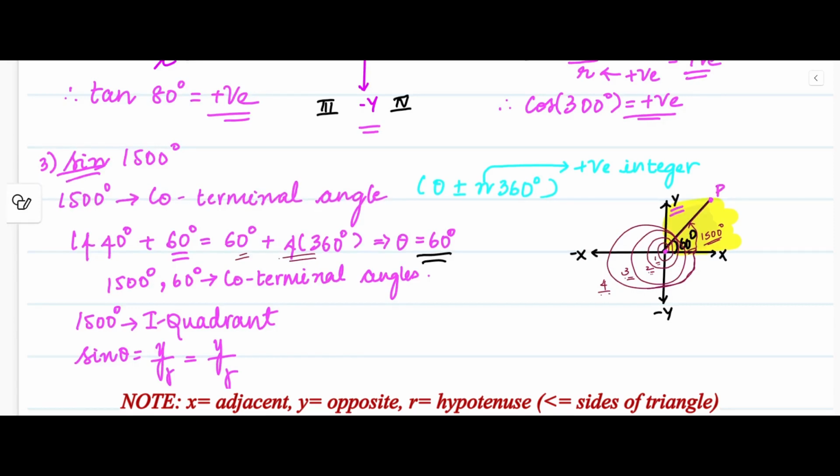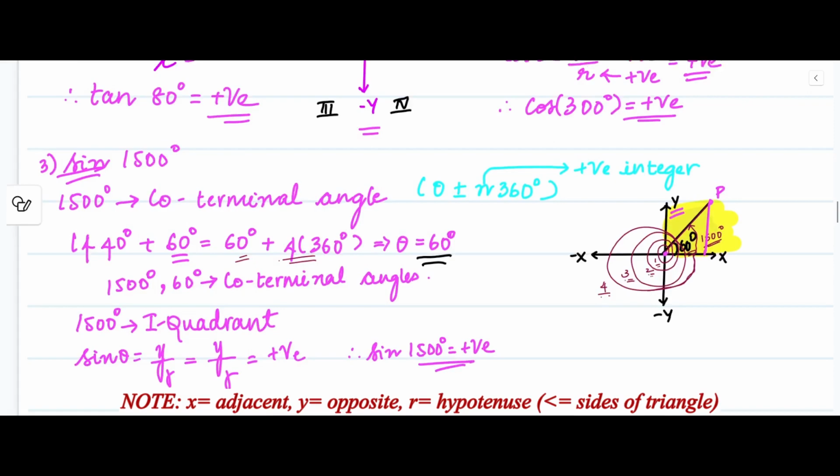Let this be P. Let this be the triangle. So it is the distance from origin to point P. So distances can never be negative. So therefore R will be always positive. Positive value divided by positive value will give us positive value. So therefore sine of 1500 degrees is always positive.